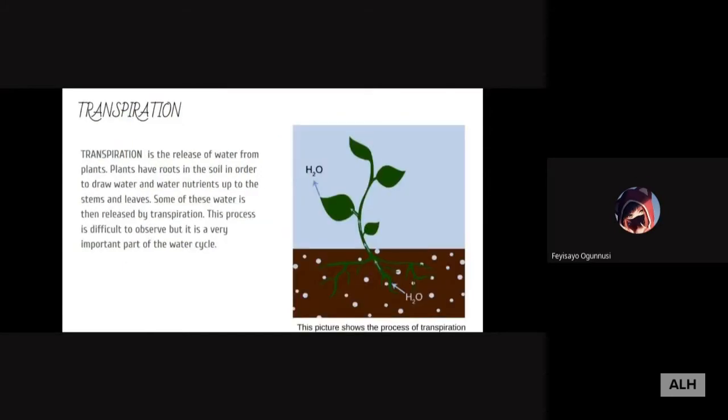Transpiration is also one of those processes, but it's difficult to show, though it's a very important part of the water cycle because it is the release of water from plants. So when precipitation falls to the ground, some water gets absorbed by plants through their roots in the soil, and they transfer water back up to the stems and the leaves and the branches and give them those water nutrients. Some of this water is then released by this process known as transpiration.